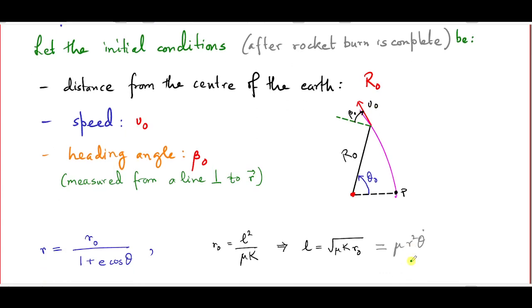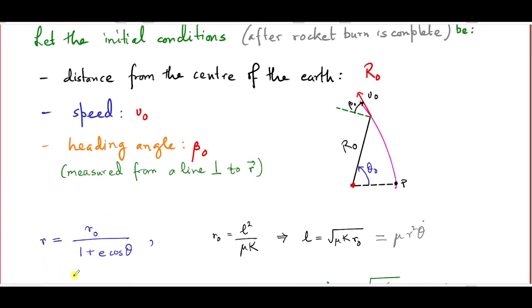So now, let's start with the equation that we mentioned right now, r equals r0 over 1 plus e cosine theta, where r0 we know is L squared over mu k, and what we are going to do is rewrite this to write L as root over mu k r0. Note that L at any given instant is also equal to mu r squared theta dot. This quantity, of course, is the conserved quantity, which also tells us that the areal velocity is a constant. Kepler's second law.